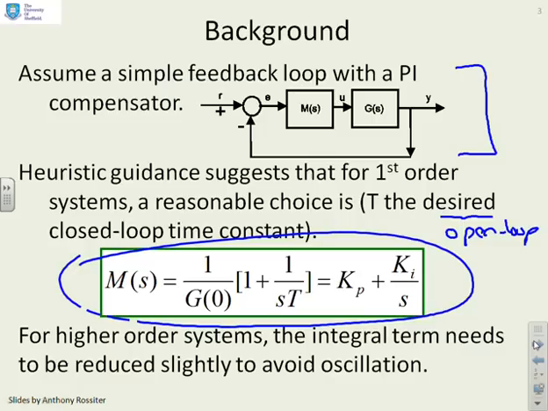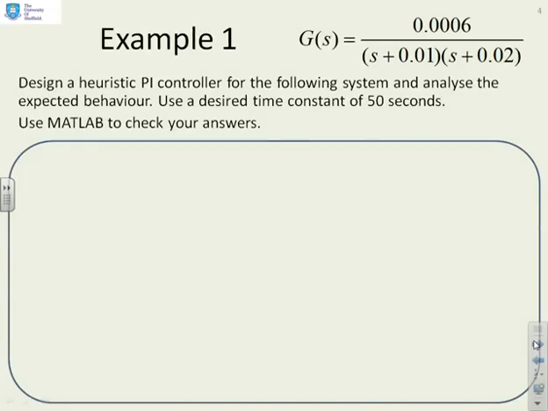There is a warning at the bottom here. For higher order systems, this integral term might be slightly too large, and it's possible that you'll need to reduce the gain a bit to avoid oscillation. First question then. Given this system G(s), design a heuristic PI controller and analyse the expected behaviour using a desired time constant of 50 seconds, and then use MATLAB to check your answers.